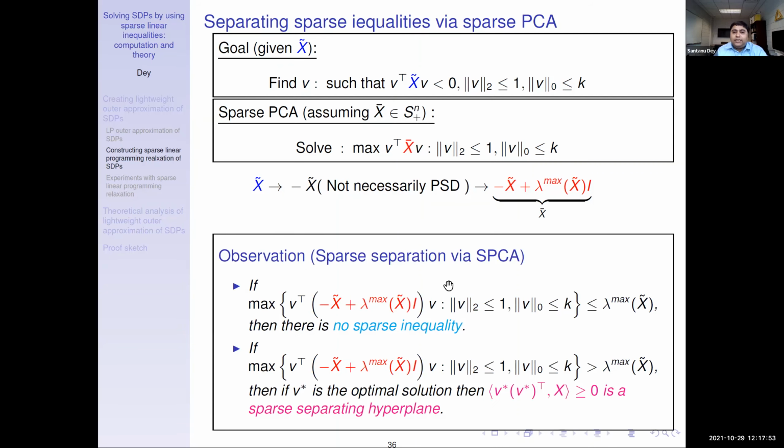But basically, there's a very simple observation: if you take your current X tilde matrix and you apply some affine transformation, you take this new matrix. This is actually a PSD matrix, and you solve the sparse PCA problem on it, and depending on the value of the sparse PCA problem, you either can find a sparse separating inequality or not, as the optimal solution of the sparse PCA. So there is a very simple transformation, and so basically, we can just use sparse PCA.